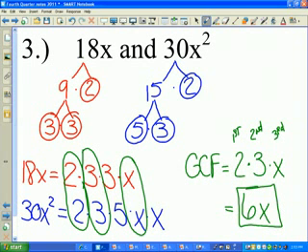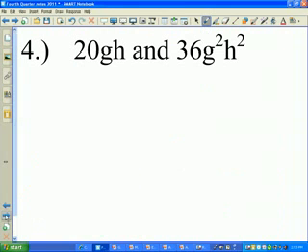Okay? So usually about here, that's when a lot of people are like, oh, I totally get it. Of course, I have a couple more examples, so don't be fearful of it. So it's 20gh and 36g squared h squared. So think of your numbers.